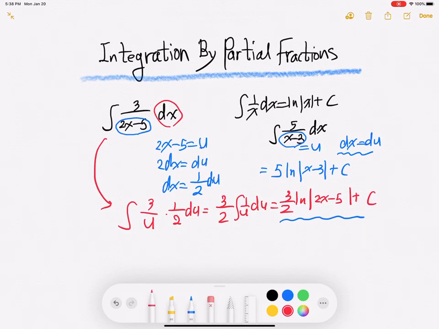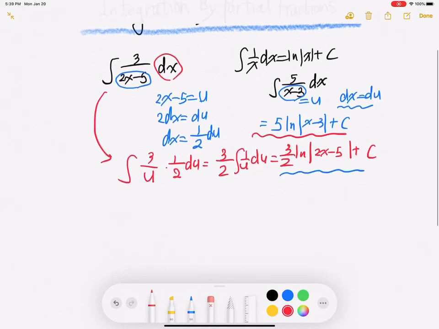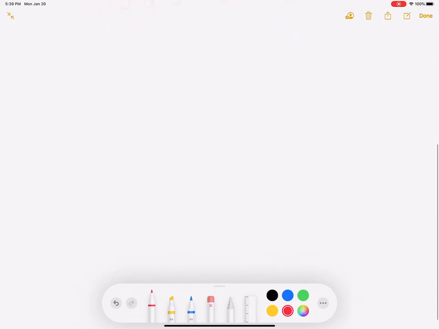So usually for partial fraction integration, we use this kind of formula. The integral of 5 over x minus 3 dx equals, just use the formula, 5 ln absolute value of x minus 3 plus c. I'll give you some examples about integration by partial fractions from now. Okay, let's start. Example 1.